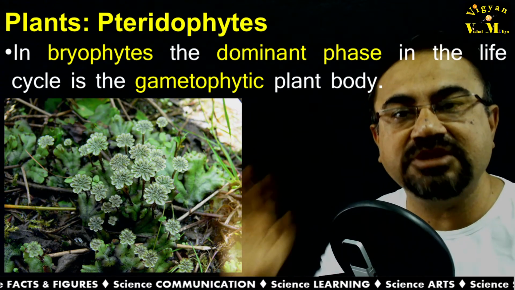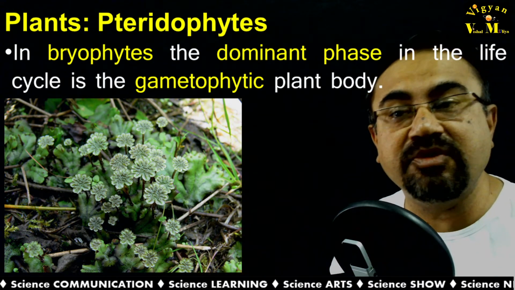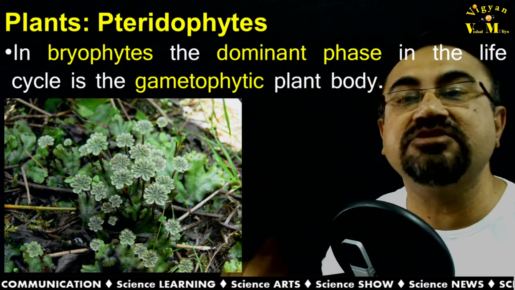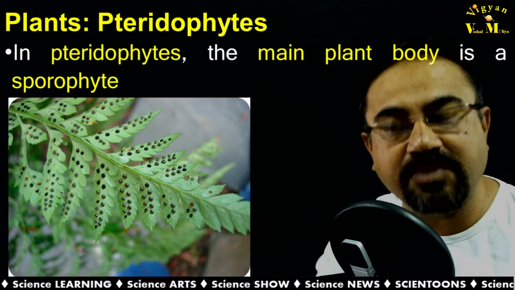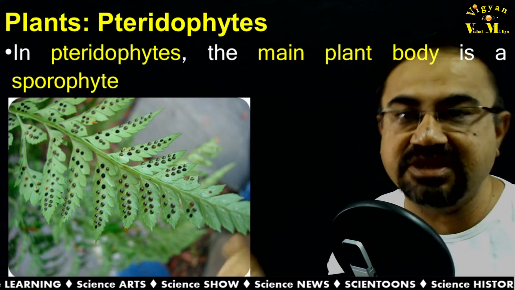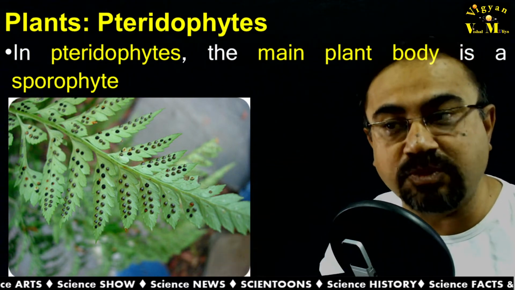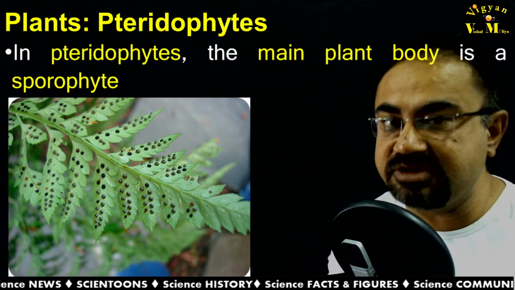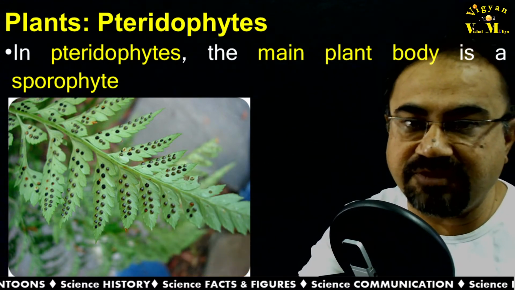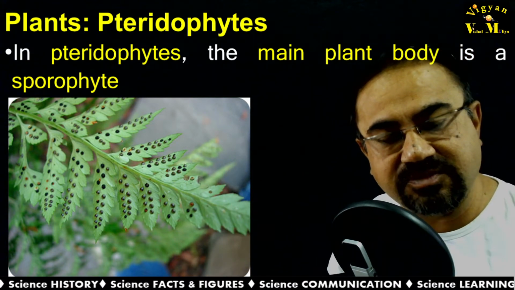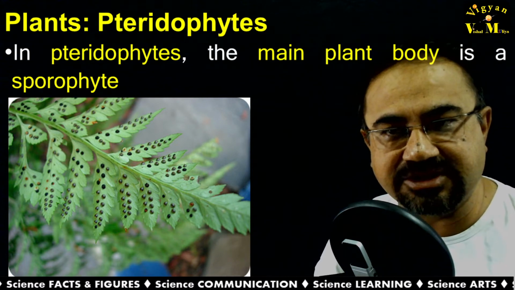The dominant phase, which we can see with the naked eye and which is long lasting, is the gametophyte producing gametes in the case of bryophytes. While in pteridophytes, the main plant body is sporophytic. One can see here the plant showing the presence of spores. So this is the difference, or you can say the kind of evolution from bryophyte to pteridophyte: from the dominance of the gametophytic generation to the dominance of the sporophytic condition.